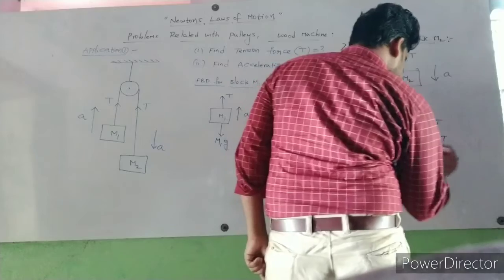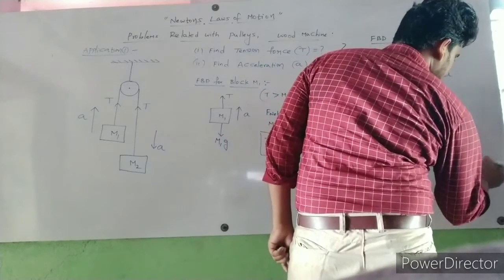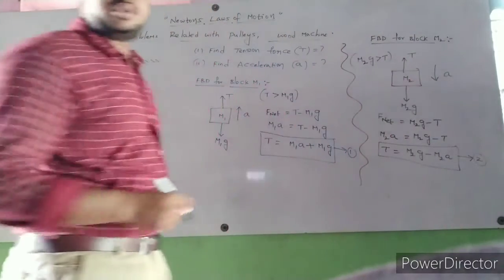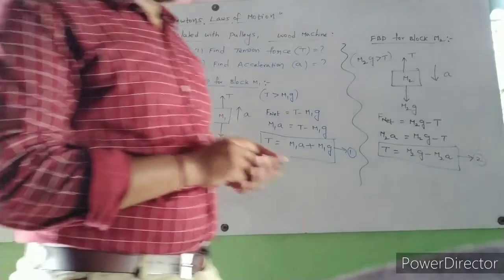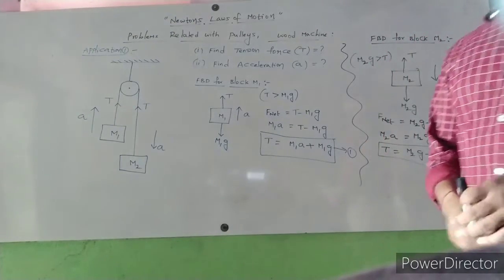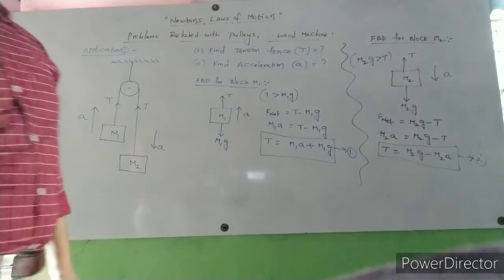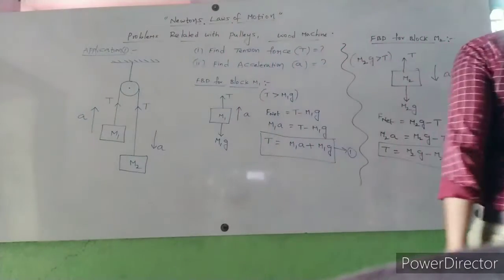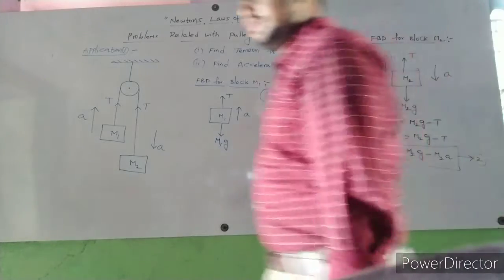This is equation 2. From 1 and 2, what we got from this 1 and 2? Simple logic here, if we consider 1 and 2.